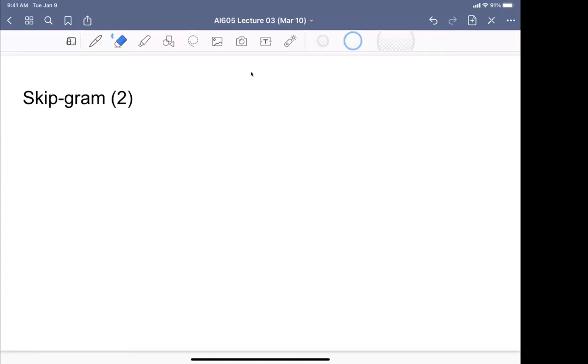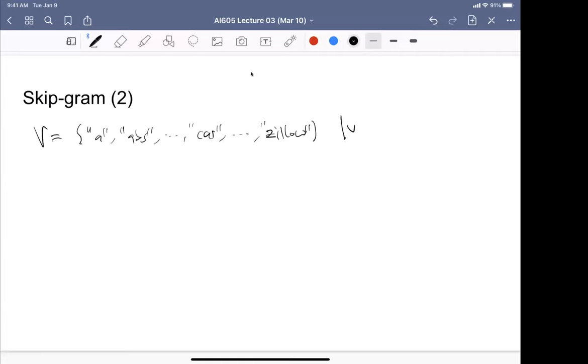Then let's say that the vocab is something like, we start with A, and we have, I don't know, apps. We go to something like car. And then lastly, something like Zillow. So this is our vocab. And we're saying that the size of vocab will be 10,000.